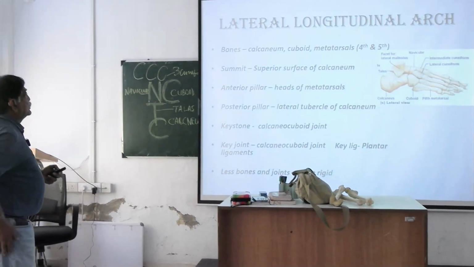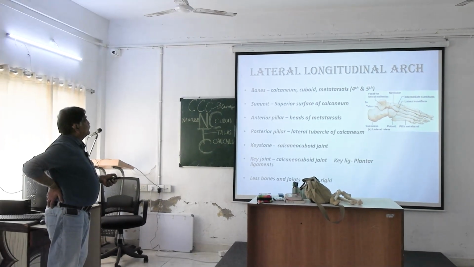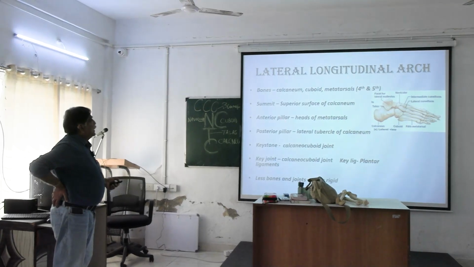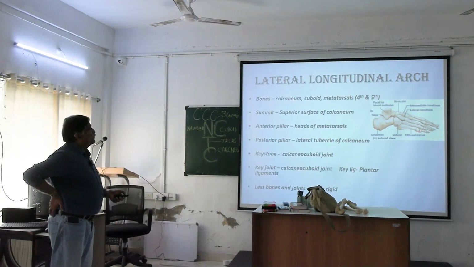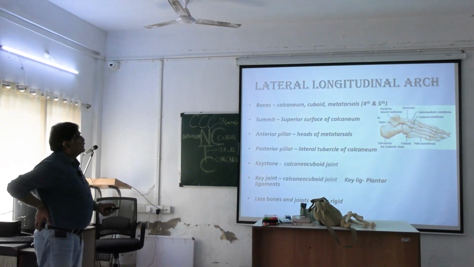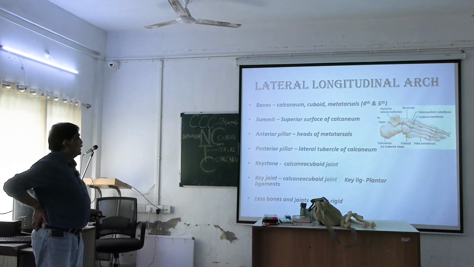Now lateral longitudinal arch. Bones: calcaneum, cuboid, metatarsals 4th and 5th. Summit, superior surface of the calcaneum. Anterior pillar, the heads of the metatarsals. Posterior pillar, lateral tubercle of the calcaneum. Keystone, calcano-cuboid joint. Key joint is the calcano-cuboid joint. Key ligament, plantar ligament. Less bones and joints, more rigid.